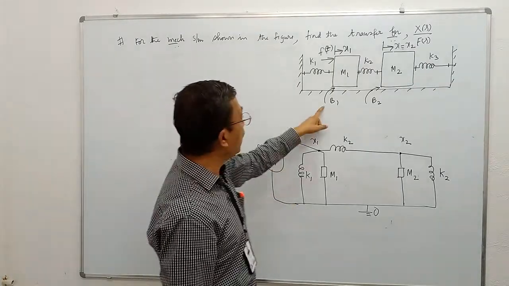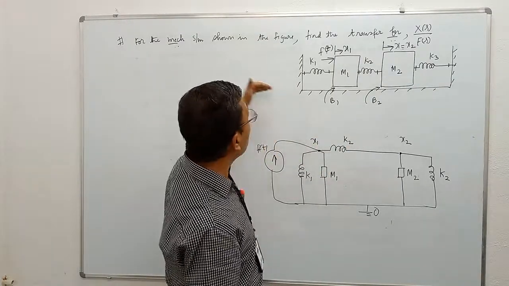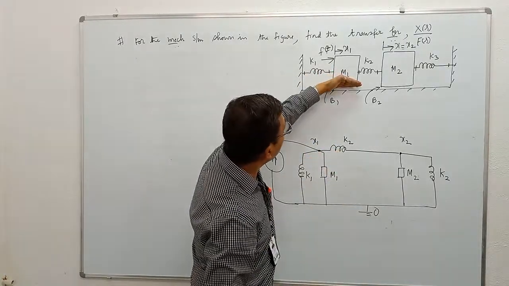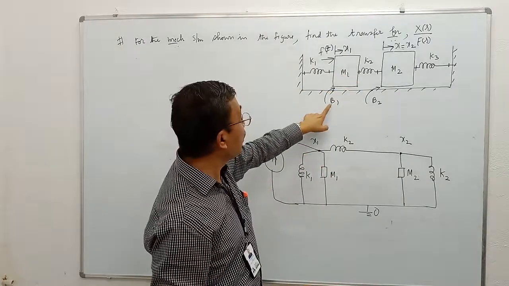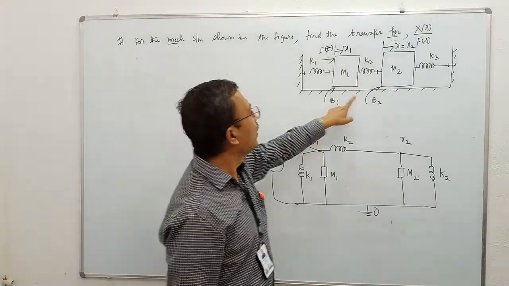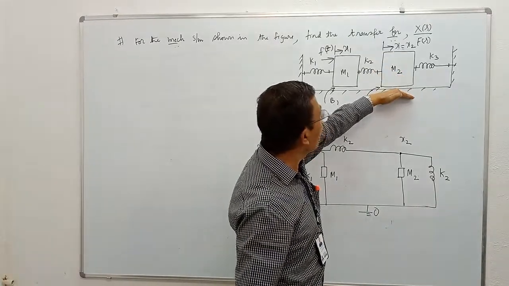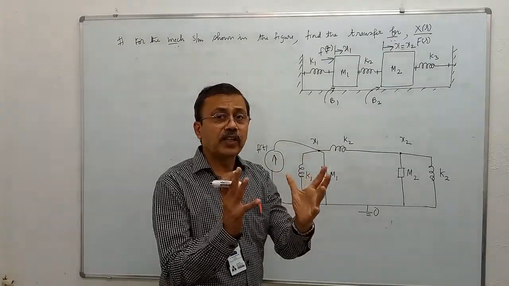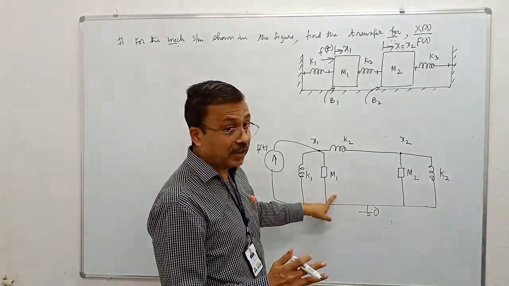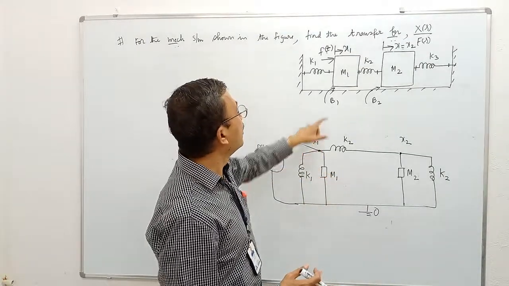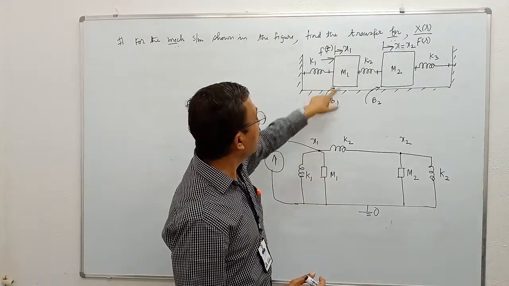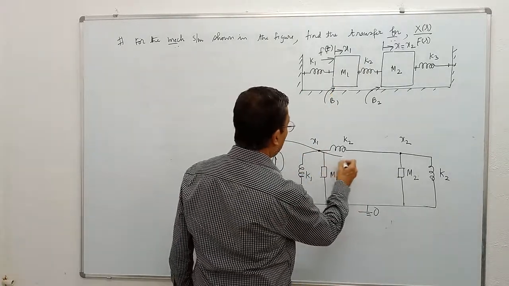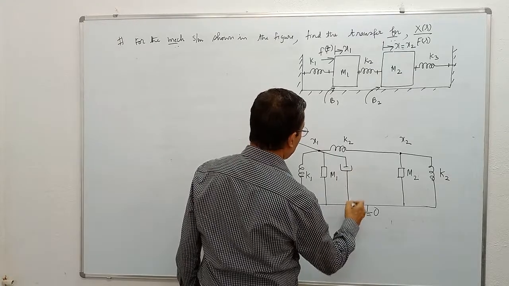Now we have to insert b1 and b2. See, when a force F of t is applied to the system, masses m1 and m2 vibrate. This surface of the mass m1 rubs with the ground and a frictional coefficient b1 is created. This surface of the mass m2 rubs against the ground and a frictional coefficient b2 is created. Any frictional coefficient is represented as a damper in the mechanical system. It's only a representation. B1 is between M1 and ground. M1 means X1, ground means reference node. Therefore, a damper B1 is drawn between X1 and ground.